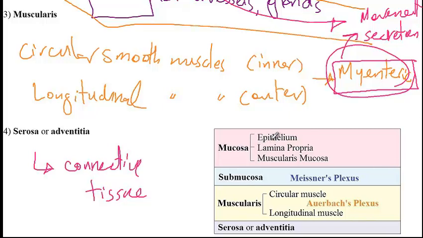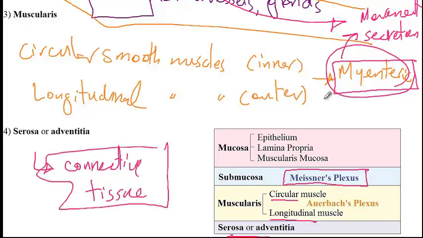We have the mucosa, which is made of the epithelium, lamina propria, as well as the muscularis mucosa layer. Then we have the submucosa that contains the Meissner plexus. The muscularis layer contains an inner circular and outer longitudinal layer, and the other name for the myenteric plexus is Auerbach's plexus. And then finally we have the serosa or adventitia, which is the outermost layer that contains the connective tissue.